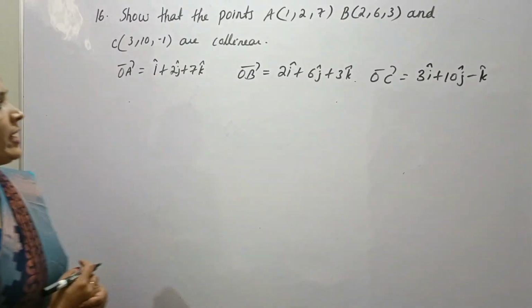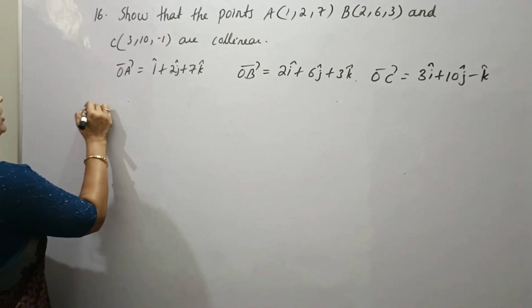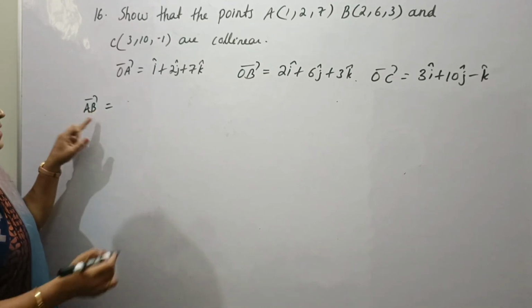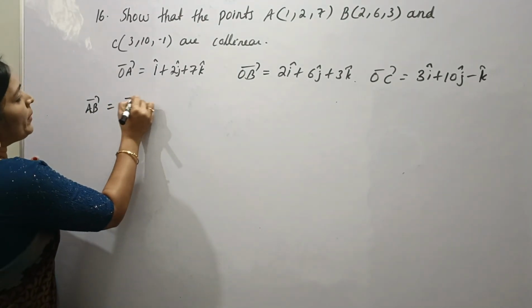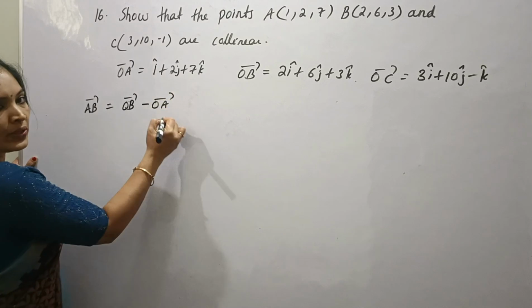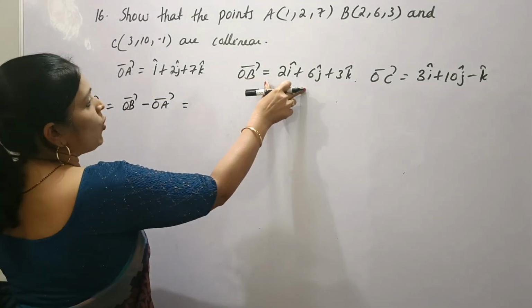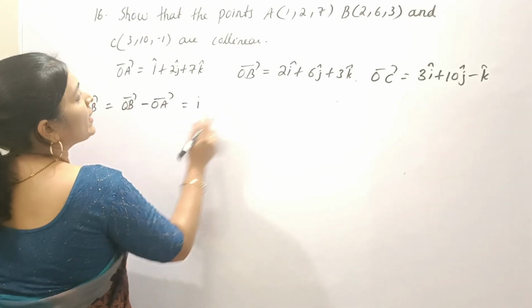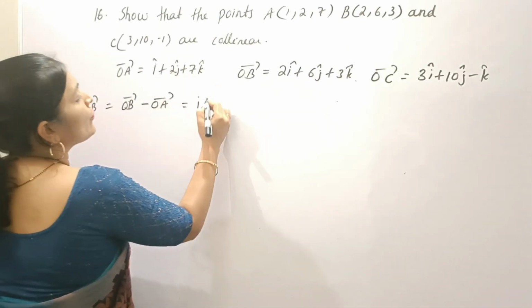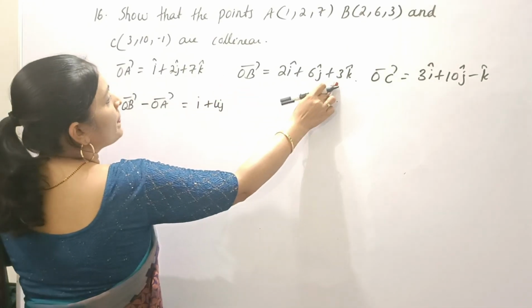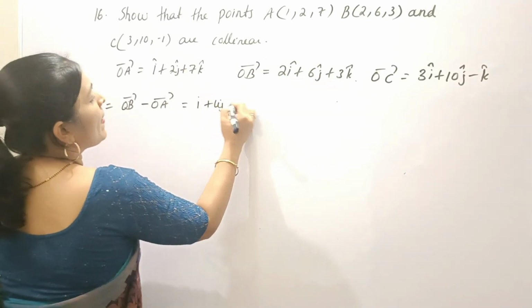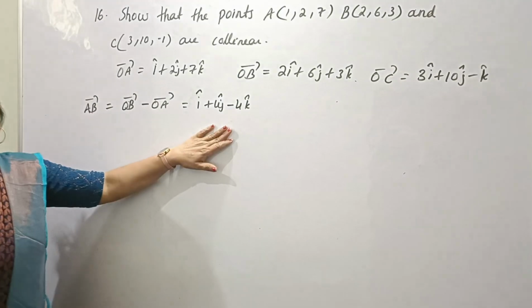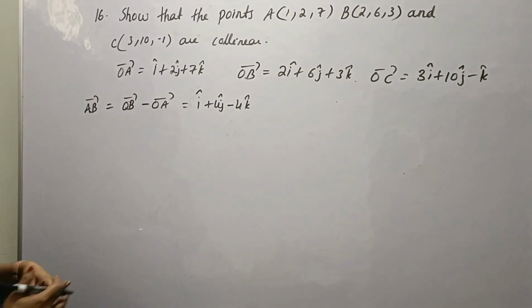Okay. Now let's find vector AB. What is vector AB? By triangular law of vector addition, vector AB is equal to vector OB minus vector OA. That is 2 minus 1, 1, so i. 6 minus 2, 4, so 4j. Plus 3 minus 7, minus 4k. Okay. Vector AB is equal to i plus 4j minus 4k.